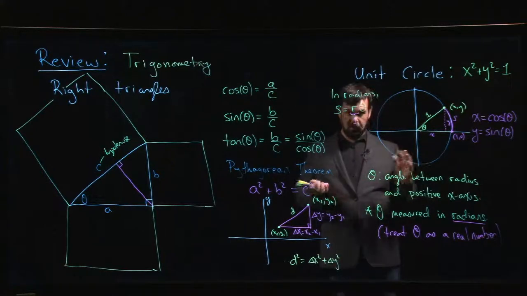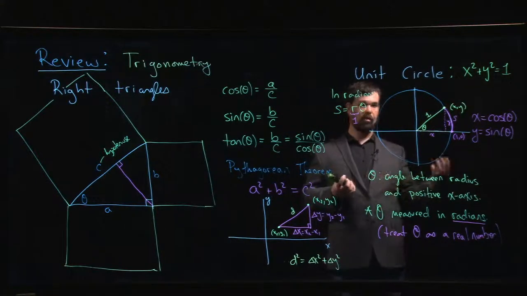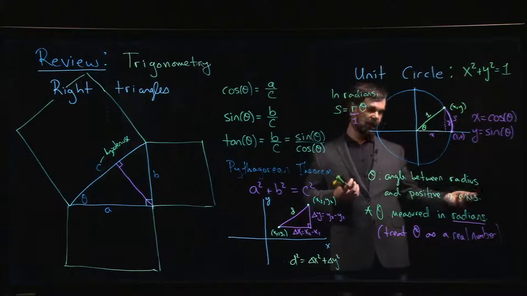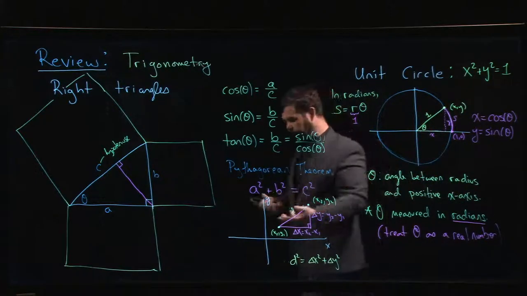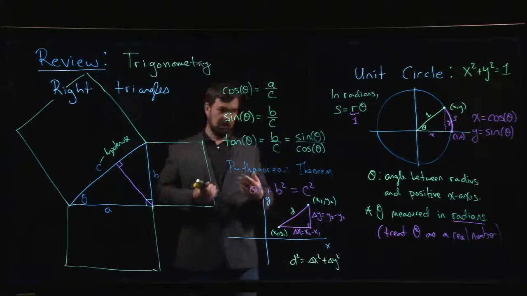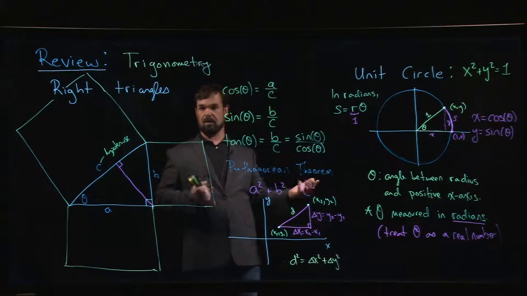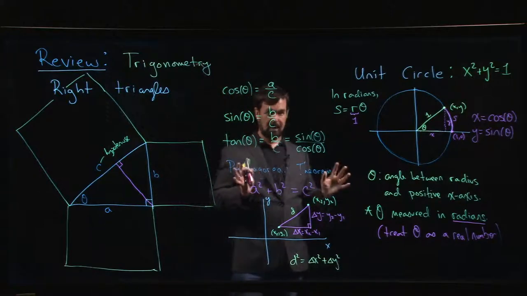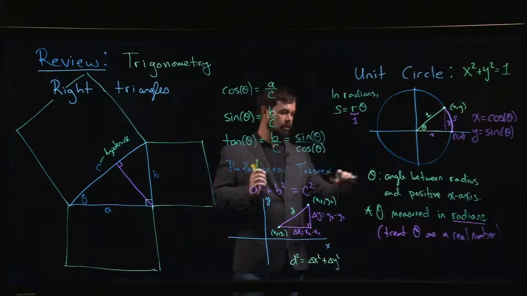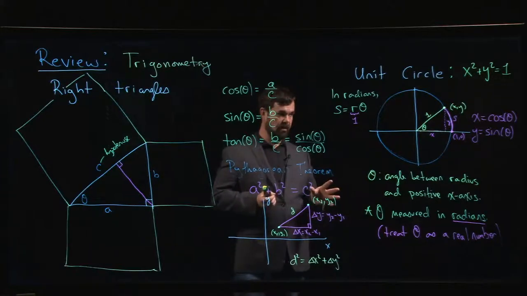We'll find later on, once we get into doing calculus, once we start talking about limits, derivatives, things like that, if we want any of the formulas that we derive to work out, we definitely need to be working in radians. If you work in degrees, you're going to be off by a factor of something like pi over 180. So it's essential that you view theta as measured in radians.